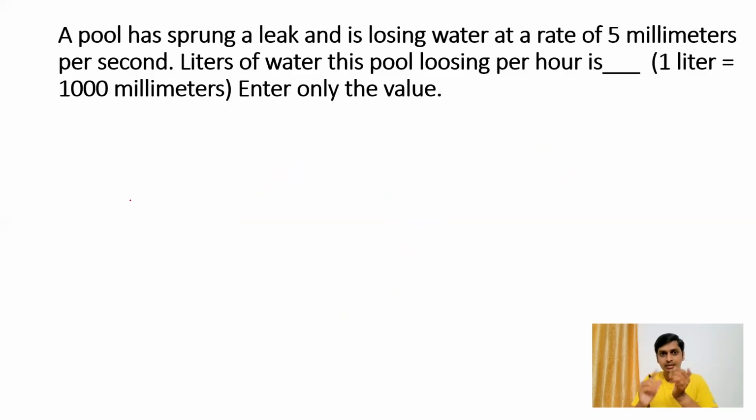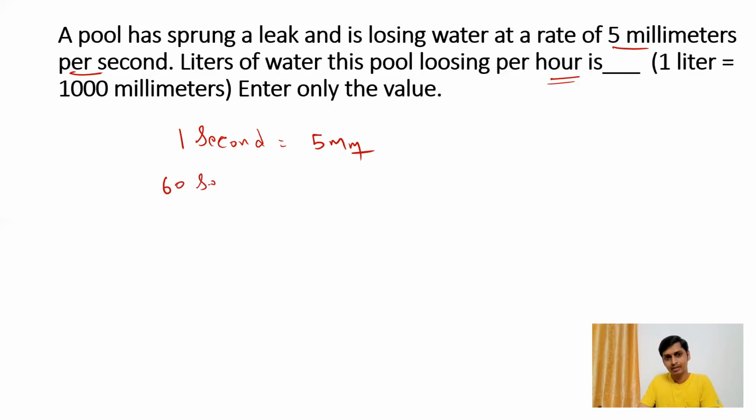So in 1 second, the tank is losing 5 millimeters. Now they are asking in 1 hour, right? So in 1 hour the tank loses how many liters? So in 1 second, if it loses 5 millimeters, in 60 seconds it will lose how many millimeters? 5 into 60 is 300 millimeters. So we are just using cross multiplication, right? In 60 seconds it will lose 300 millimeters.